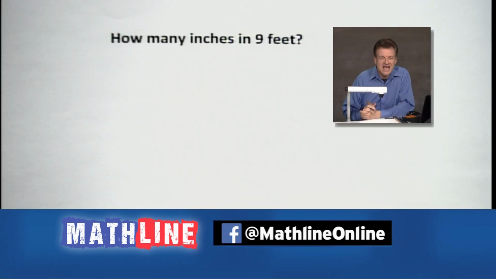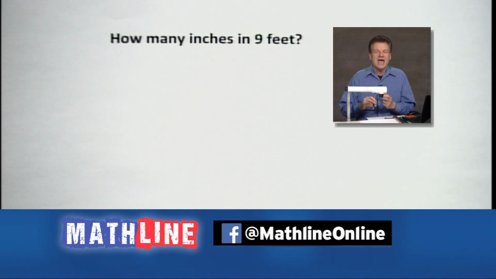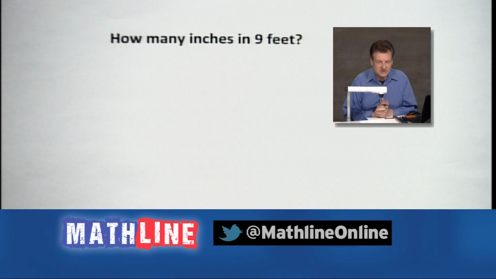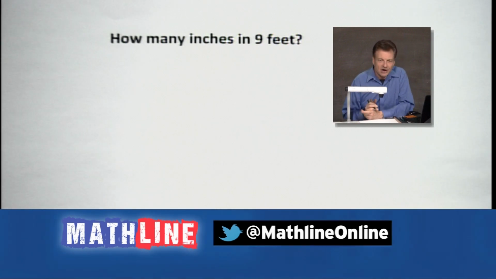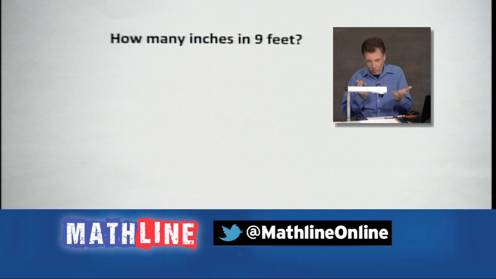I mentioned feet and inches, all right? How many inches are in 9 feet? And this is a conversion problem. It's a conversion problem. Now, you've got to think about it. I have people say, well, do we divide 12 into 9 or do we multiply 12 times 9? What do you think? What do you think out there? You've tuned in this afternoon. What do you think, folks?